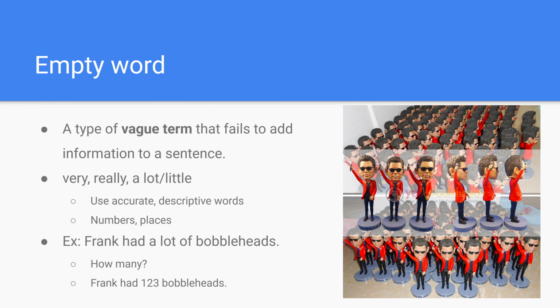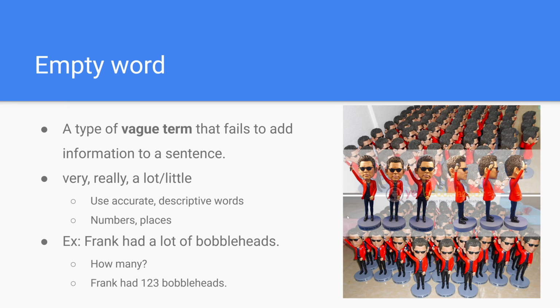Now, an empty word is a type of vague term that fails to add information to a sentence. A few examples of these would be the words very, really, and the two words a lot, a space L-O-T. Those are actually considered one word. And then a little, a space L-I-T-T-L-E. So either version of those two are both considered part of that empty word or vague term category. Instead of using these types of empty words, we want to be more accurate with how we're describing something and include specific numbers or places or other specific information.